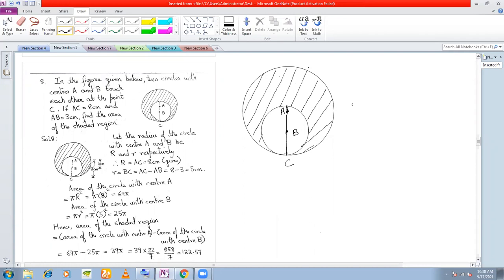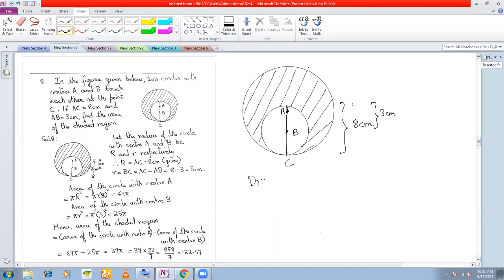So what is given? In the figure given below, two circles with centers A and B touch each other at the point C. If AC is equal to 8 centimeters, that means this length is given to you as 8 centimeters. And AB is equal to 3 centimeters, that means this length is 3 centimeters. That means the diameter of the smaller circle is given to you, right?